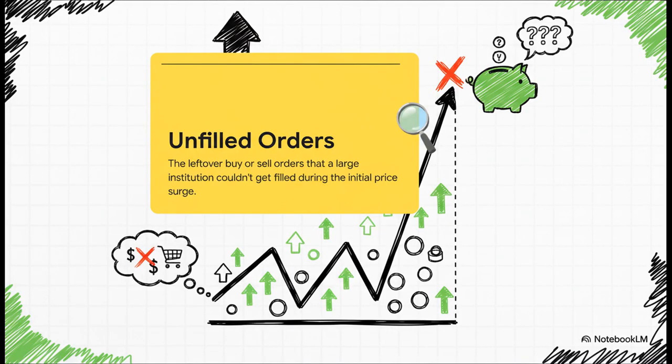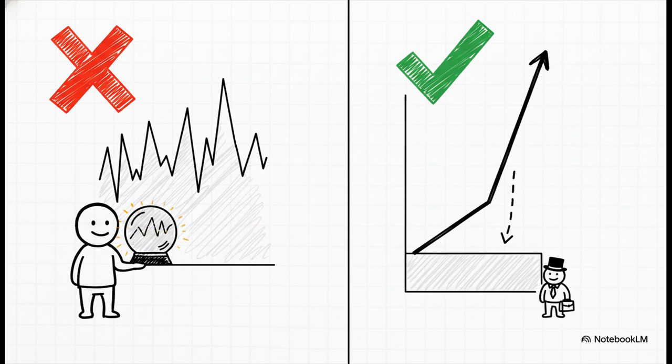So what happens? They leave behind what we call unfilled orders. Imagine they wanted to buy 1 million shares, but the price shot up so fast that they only managed to get, say, 500,000. Well, where are the orders for the other 500,000 shares? They're still sitting there, waiting to get filled back at the original price, right where that basing happened. And that right there is the entire strategy. It's so simple, but so powerful.